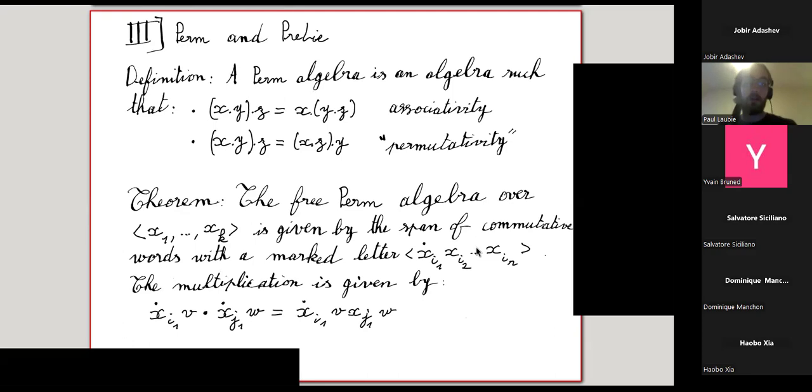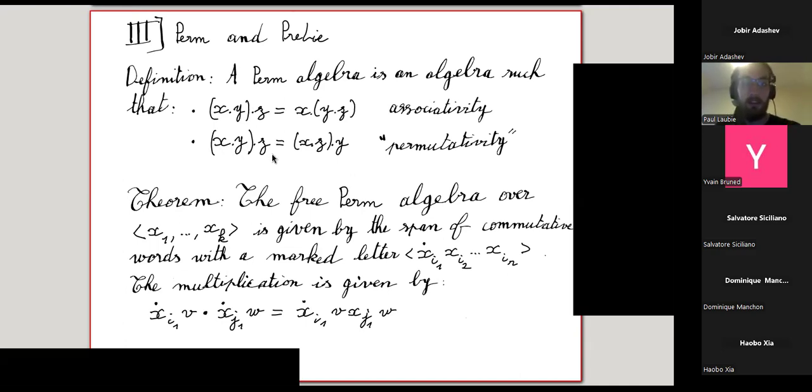So now I will speak a bit about the first two operads that we will study: the permutative operad and the pre-Lie operad. A perm algebra is an algebra which is associative and which satisfies the permutativity relation.